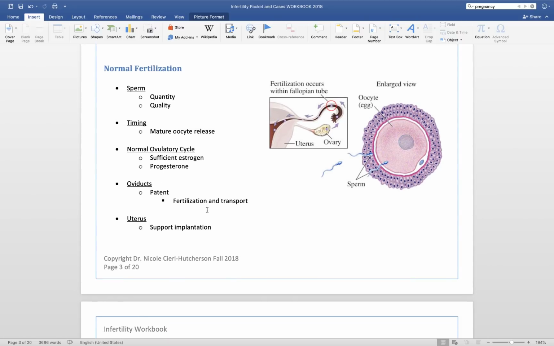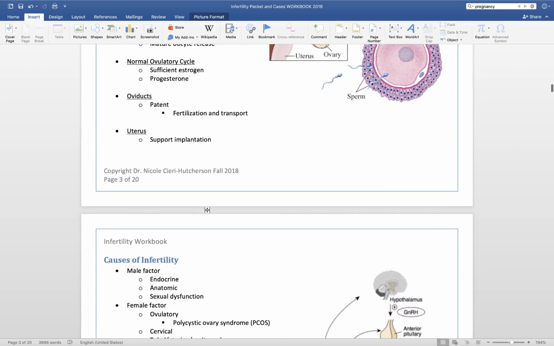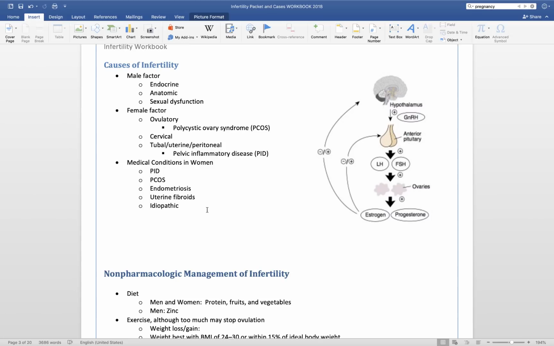And then finally, the uterus has to be able to support implantation. So the endometrial lining has to be of an appropriate thickness and be able to support implantation. All uteruses are not made the same. Some have alterations in them that make it more difficult for a fertilized egg to implant due to physical or structural abnormalities. Causes of infertility are numerous.